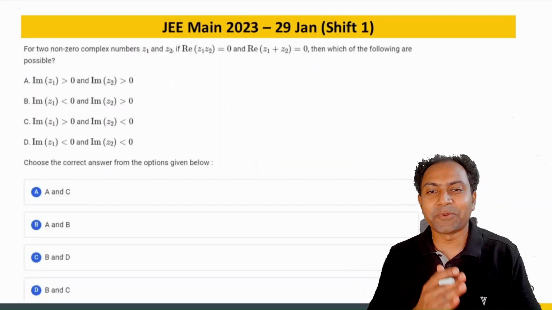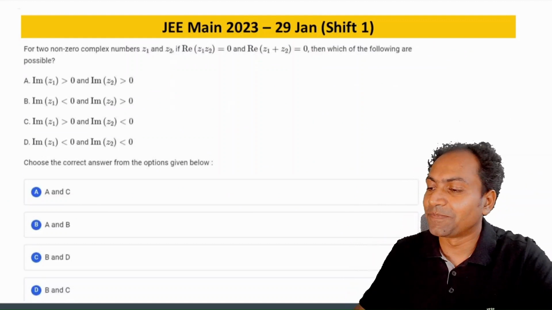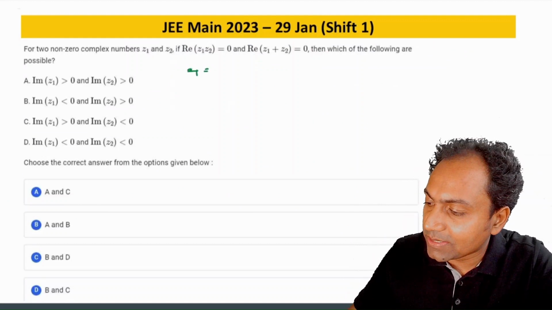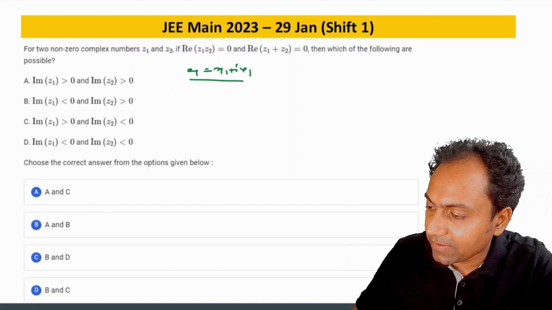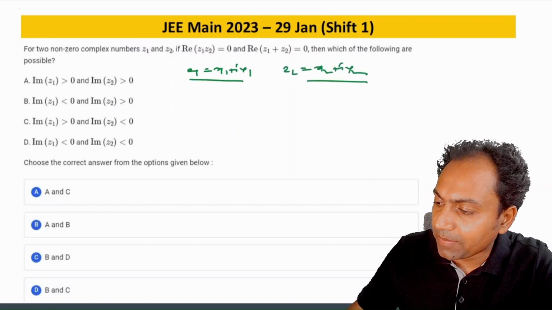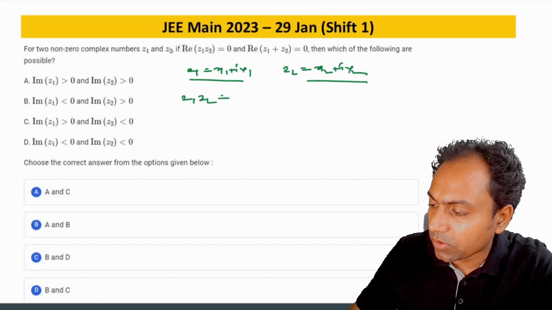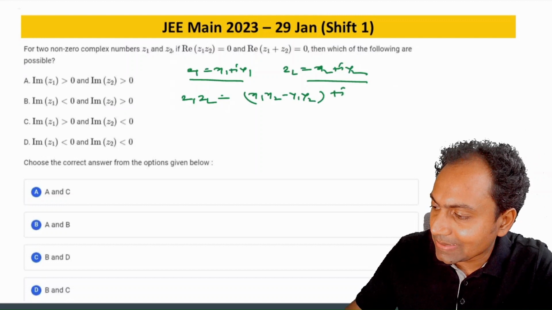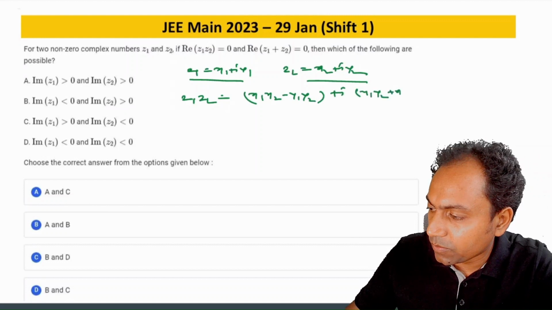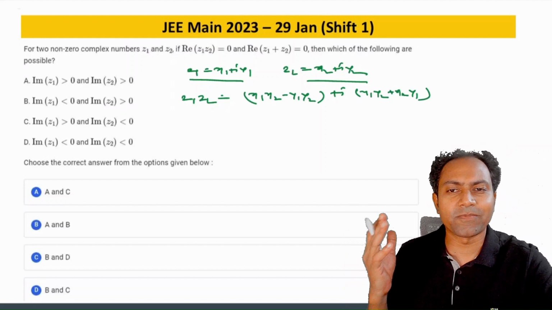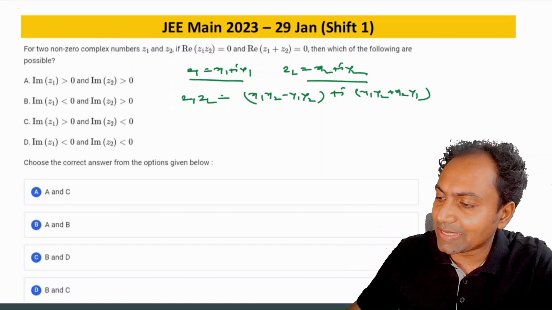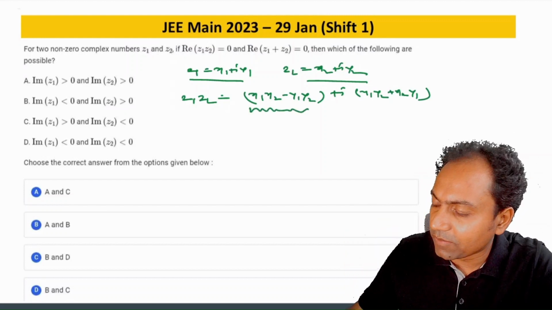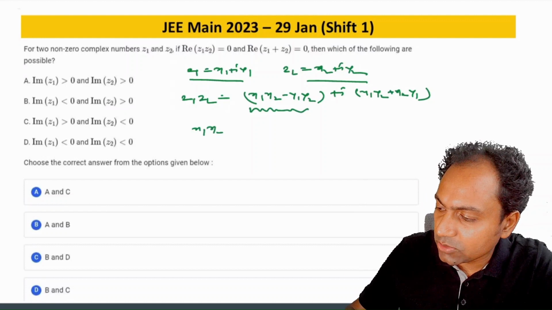Now this question that came in 2023 is an extremely easy question. In this, if I assume my z1 is nothing but x1 plus i y1 and z2 is nothing but x2 plus i y2, and if I multiply z1 z2, what you are going to get is x1 x2 minus y1 y2 plus i times x1 y2 plus x2 y1. I guess this is a very familiar thing that we all know. Now what they're saying is the real part is equal to 0. That means this part will be equal to 0. So x1 x2 will be equal to y1 y2.